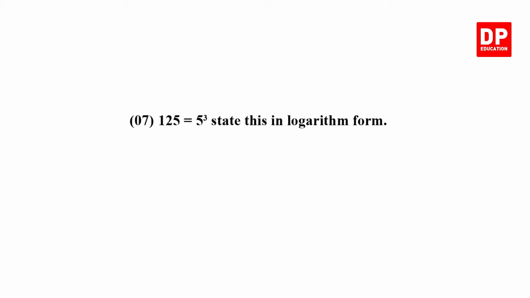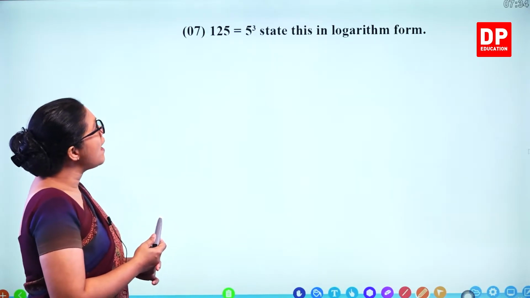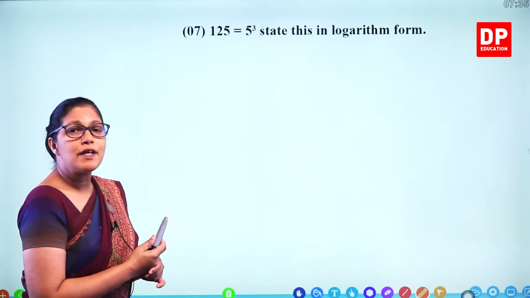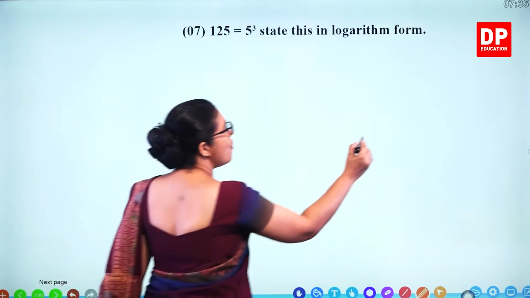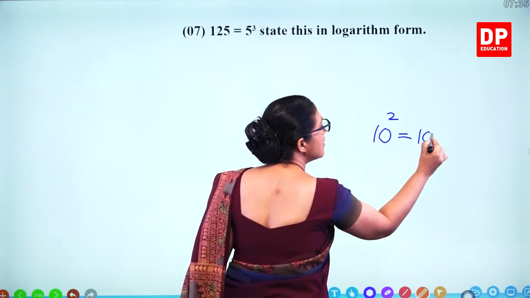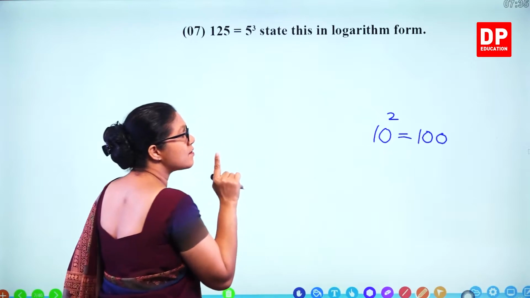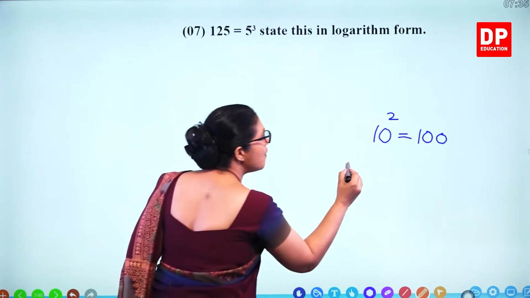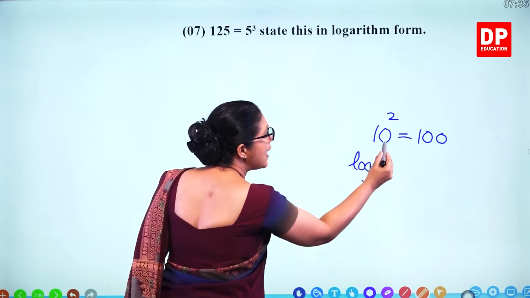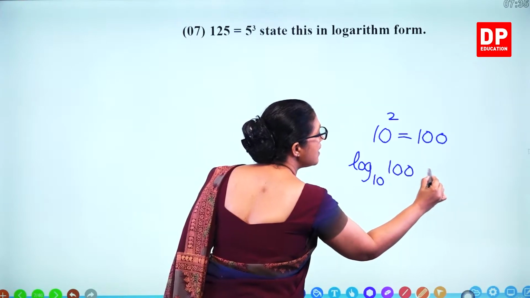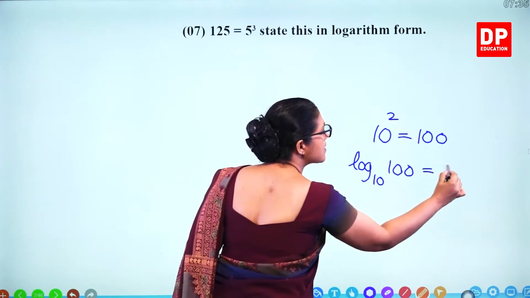Let's take question number 7. 125 is equal to 5 to the power 3. State this in logarithmic form. So you know you can write 10 squared is 100. This is called index notation. How do you convert to log notation? We write log, the base goes here, with the number 100 is equal to the index.